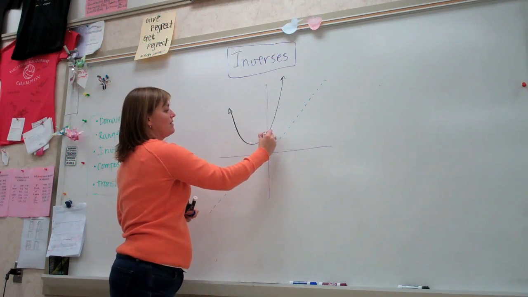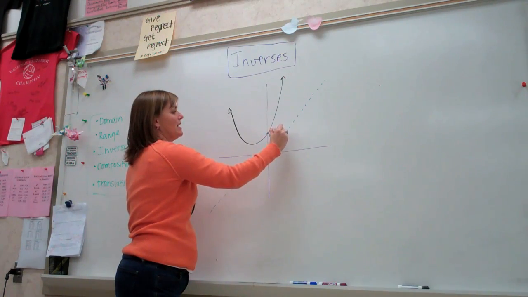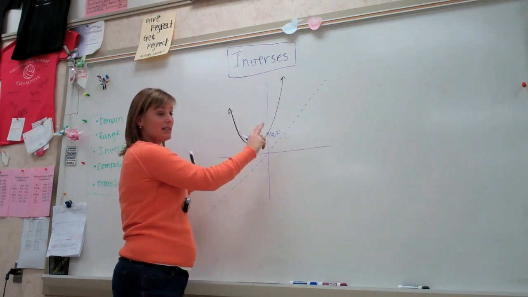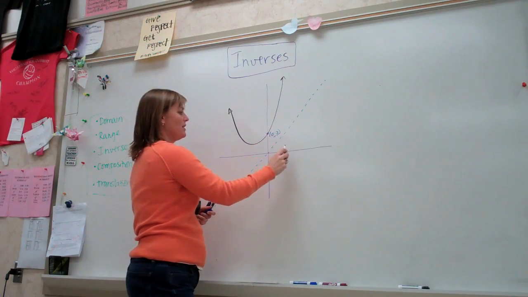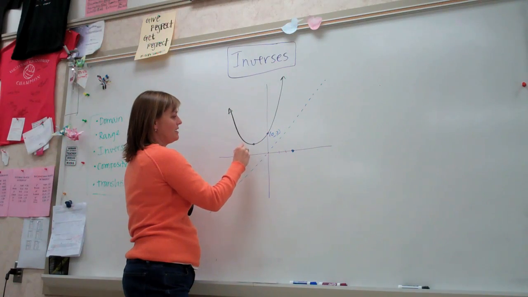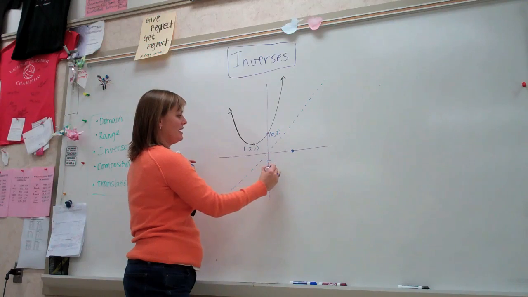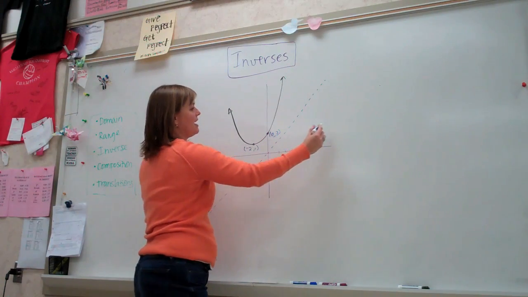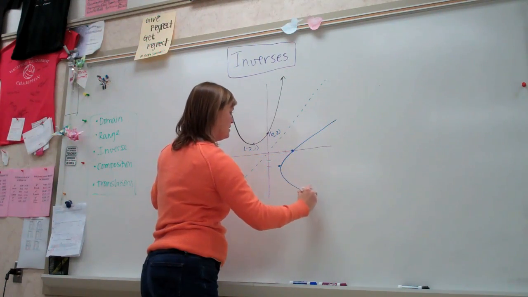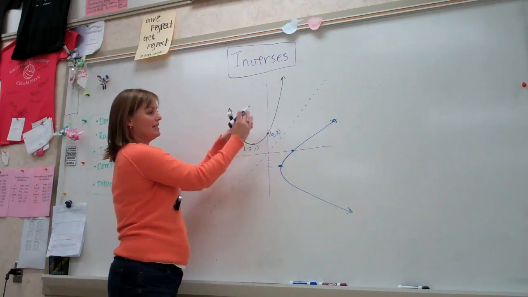So maybe this point right here would go, this is like (0, 3). So remember, you would just switch the x's and the y's. So this point would go to (3, 0). Maybe this point right here was (-2, 1). So then this point would go to (1, -2). And then you just sketch the same shape. And remember, they would line up on each other.